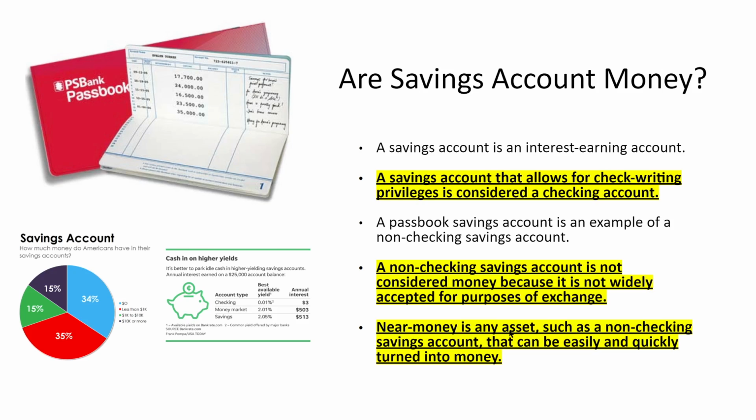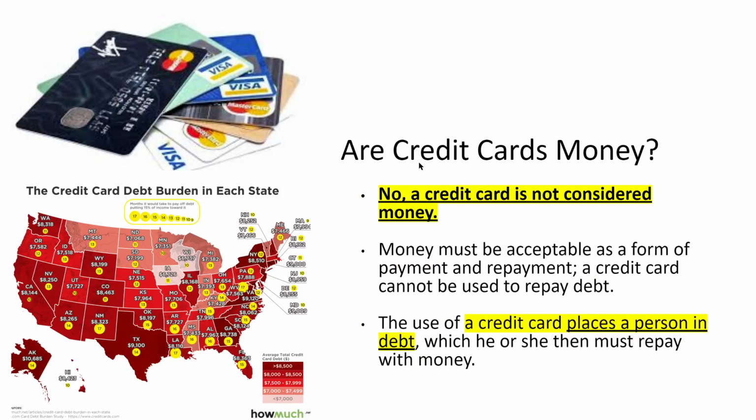Instead, what we call this is near money. This is an asset, like a non-checking savings account, that can easily and quickly be turned into money, but is not instantaneous.